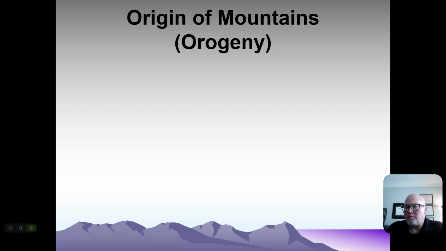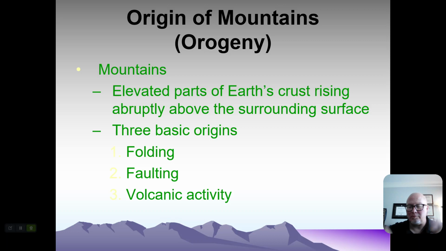Origins of mountains. We've kind of talked about origins of mountains already, when two continental plates come together and they kind of smush upward. That typically is called a fault block mountain. And then when you have plates that move slowly and they fold, we end up with something called folded mountains. So mountains are caused when we have elevated parts of the Earth's crust rising up out of the surrounding surface. So we could have folded mountains, faulting mountains, or volcanic mountains. And actually, we've talked about all three.